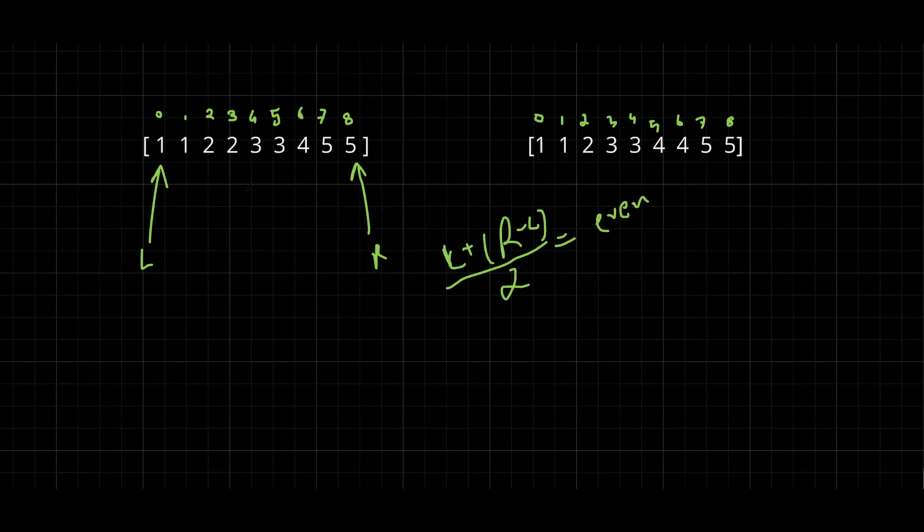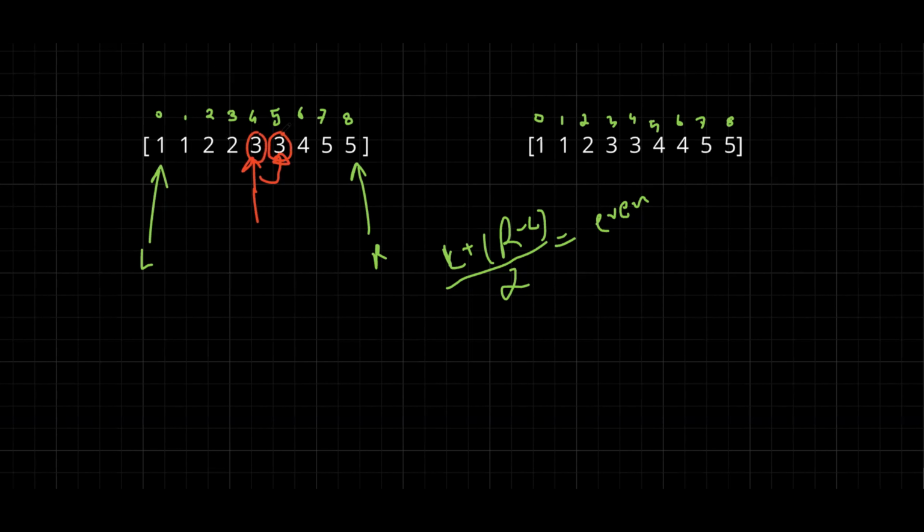So what is the advantage? Suppose the mid value is indicating this element 3, which is at an even index. Here the index number is 4. Now we have to check whether the mid value and its next value are equal or not. Here the mid value 3 and its next value 3 are equal.